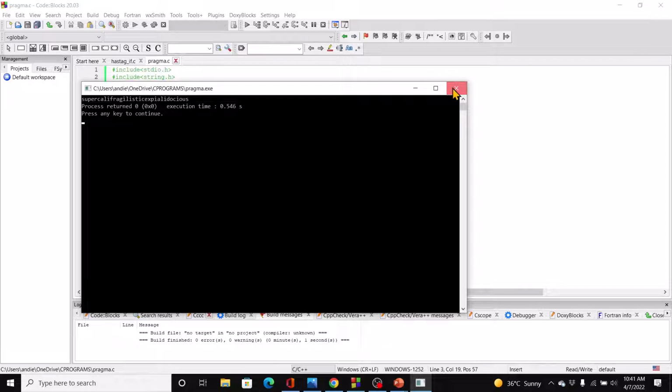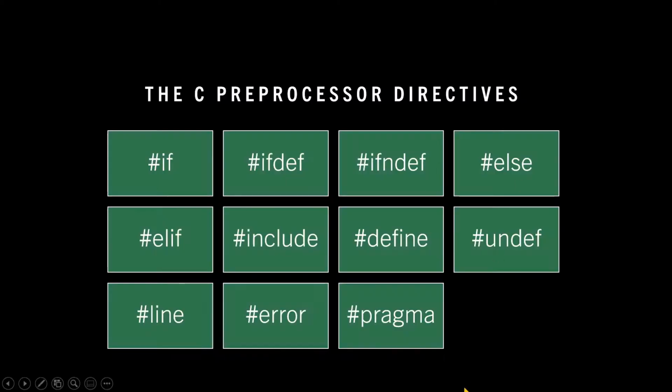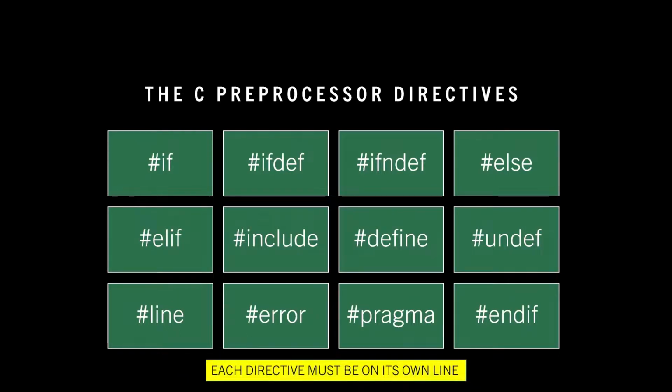Right? So putting the pragma after the #define does not make any difference. But if I put it before I use the #define to define a macro, for example, then of course I'm going to get an error, right? Then we have #endif, again to do with conditional compilation. Important to remember that each directive must be on its own line, no semicolons for any of these.